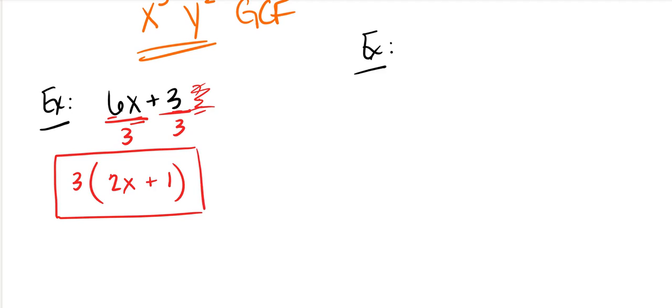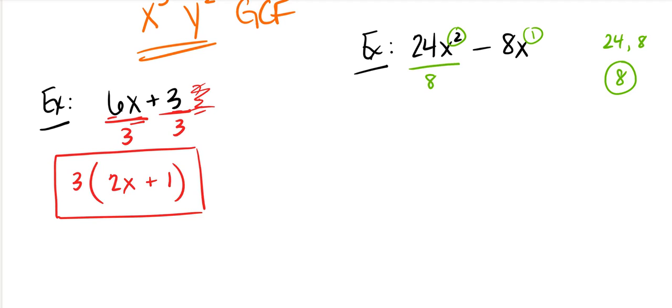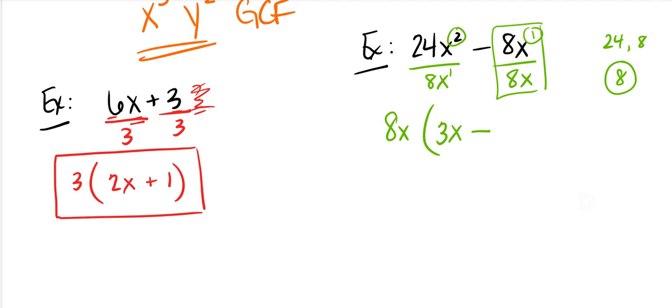Another one. Let's go with 24x squared minus 8x. When I look at 24 and 8, their GCF is 8. Anytime one of your numbers goes into the other one, that's the GCF, because it's the biggest number you can do. All right, x squared and x to the 1. X to the 1 is going to win out. So my GCF is 8x to the 1, which is just 8x. When I take my GCF out, 24 divided by 8 is 3. X squared over x to the 1 is x. Minus, when I divide something by itself, it leaves a 1.